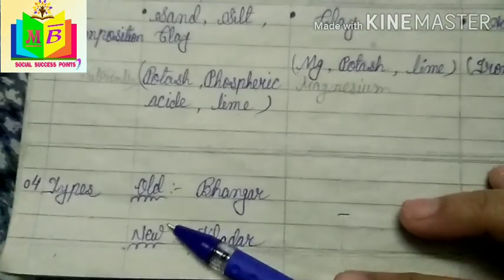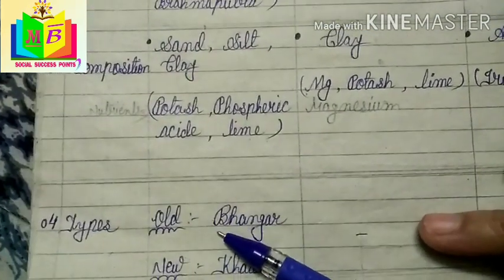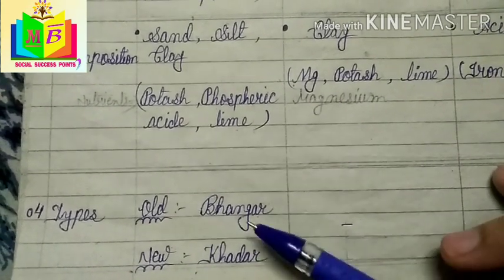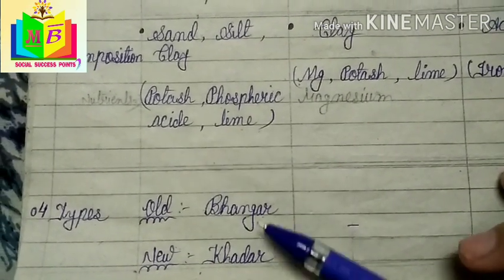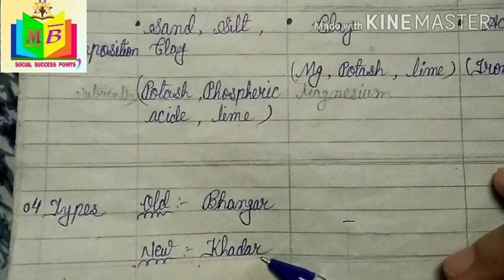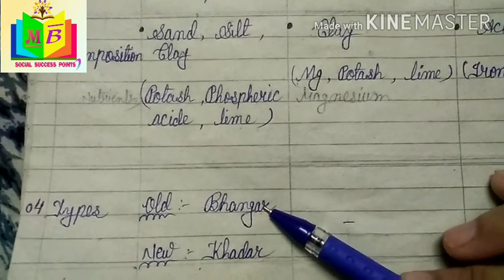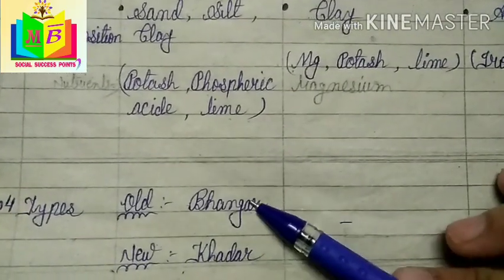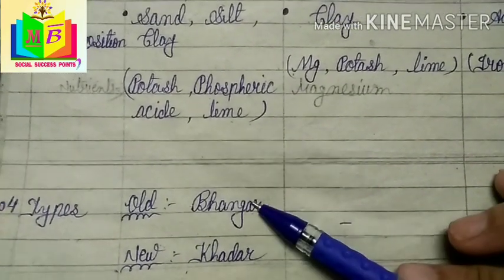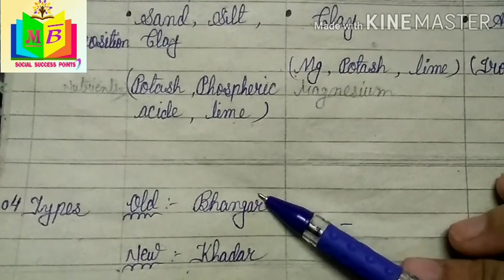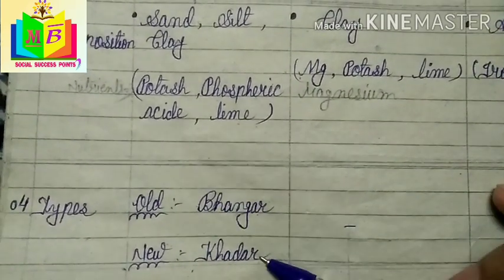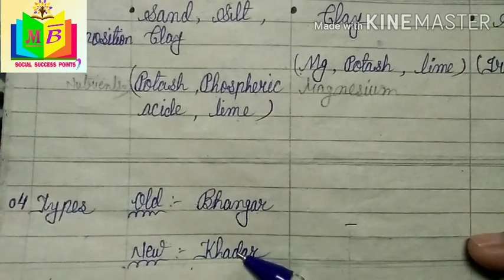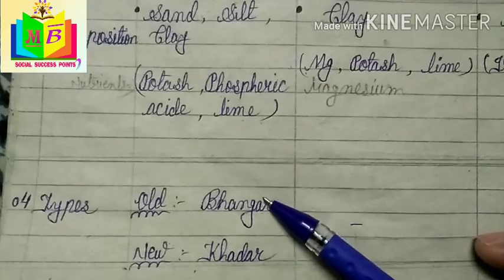And the fourth parameter, types: there are two types of alluvial soil. First is Bhangar and second is Khadar. It's really very easy to learn. If anything is old, we will say Bhangar, and new is Khadar. So Bhangar is the old alluvial soil and Khadar is the new alluvial soil. One more thing is that Khadar is more fertile than Bhangar.